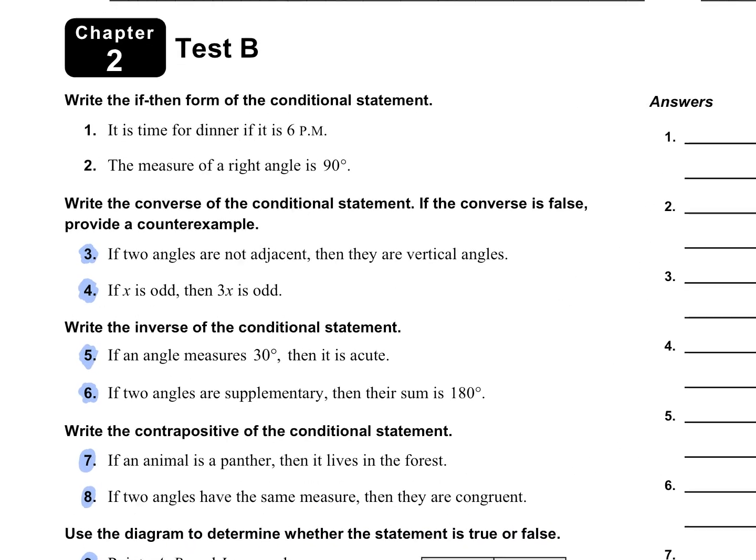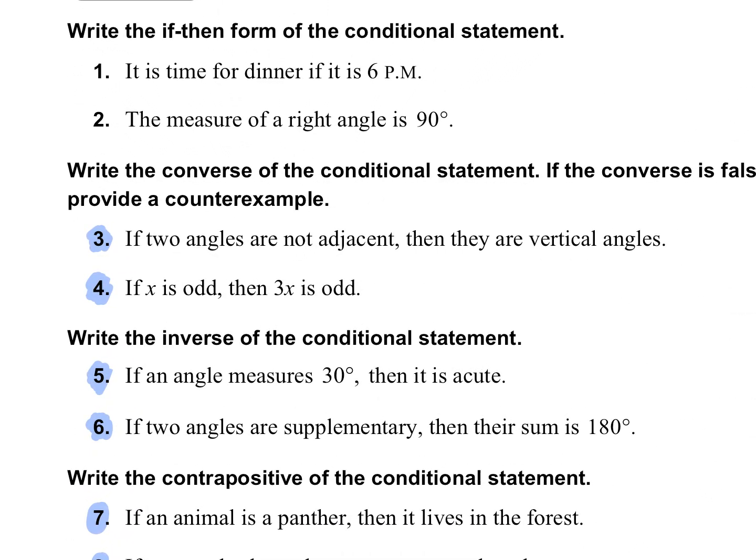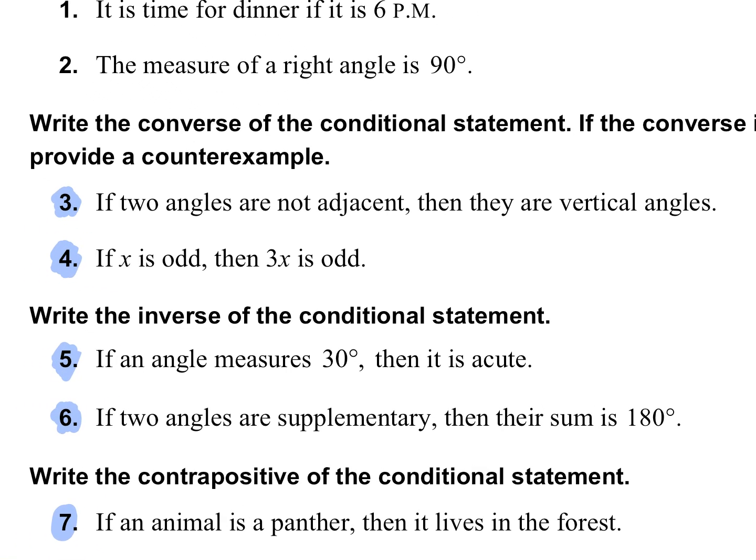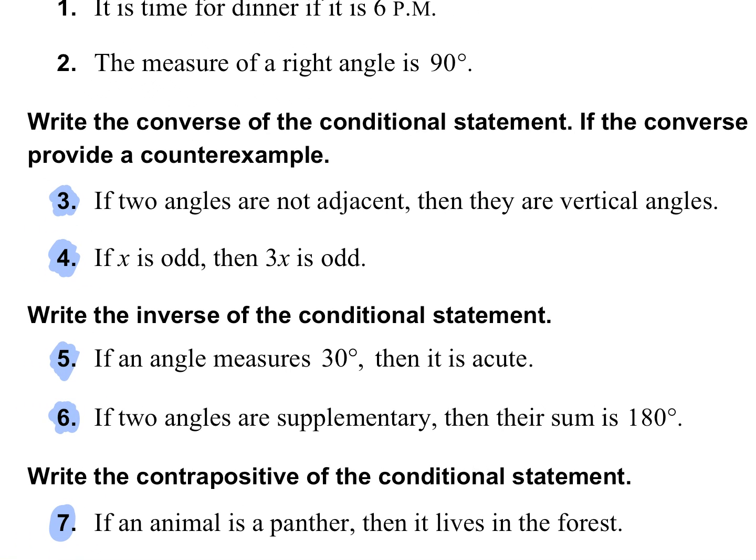All right, looking at this, let's go ahead and start with number 3. Write the converse of the conditional statement. If the converse is false, provide a counterexample. What does counterexample mean? Okay, proving something false. Okay, so I need to prove something false. So looking at it, writing a converse. If 2 angles are not adjacent, then they are vertical angles. How would I write this?